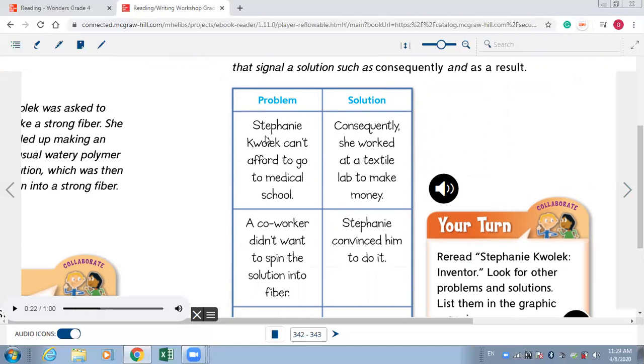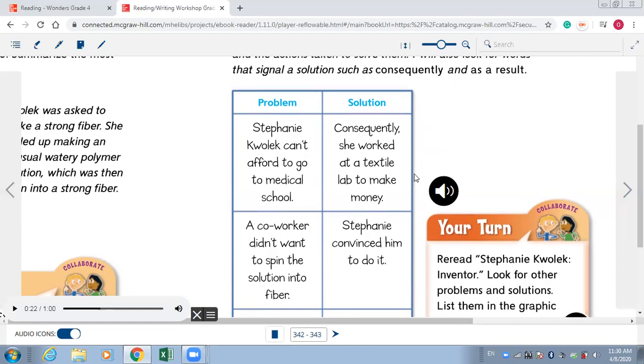Look at this problem. Stephanie Kwolek cannot afford to go to medical school because she didn't have enough money to go to the medical school. What happened? She chose to go to a textile lab to make money. So this was a kind of solution for her crisis. She worked at a textile lab to make money.